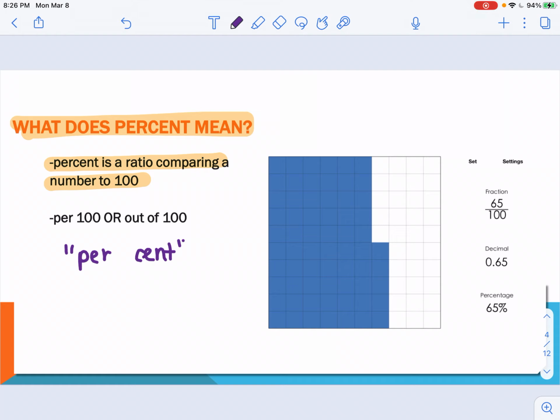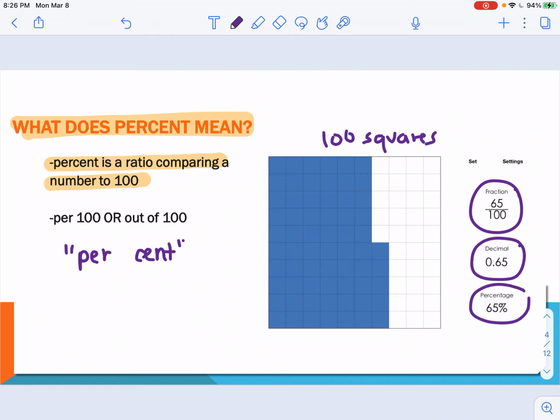Now if we take a look at this image on the right, what's nice about this is I have 100 squares. And 65 of those squares are shaded in. So we have 65 over 100. We know 65 hundredths can also be written as a decimal. We also know that if it's out of 100, we can also write it as a percent.